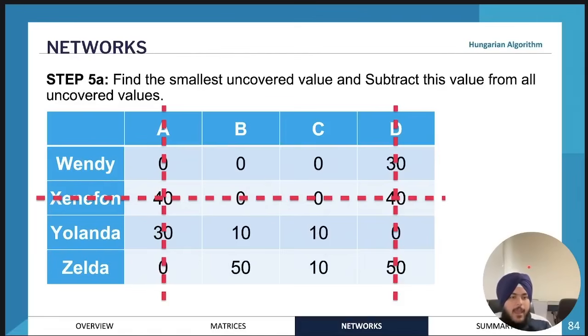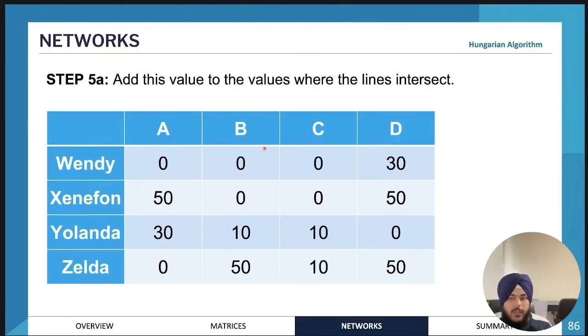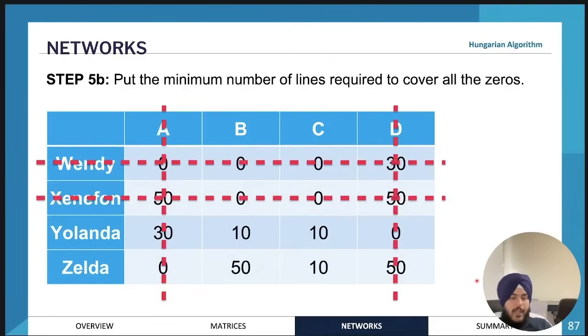And then once you've done that, the next step is to add this value to where the lines intersect. So wherever the lines are intersecting, so remember this point and this point, you would add that value. So you would add 10 to that value. And then we get this matrix at the end. So now if you draw the minimum number of lines, it will have to be 4. Like this. So now you're essentially done with the Hungarian algorithm.